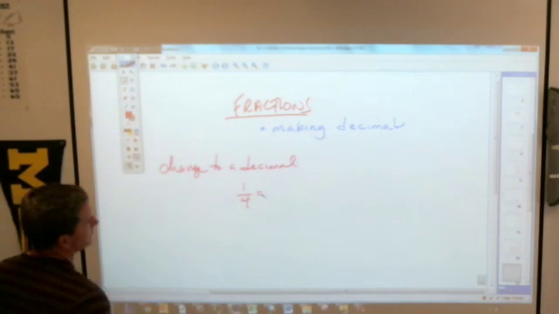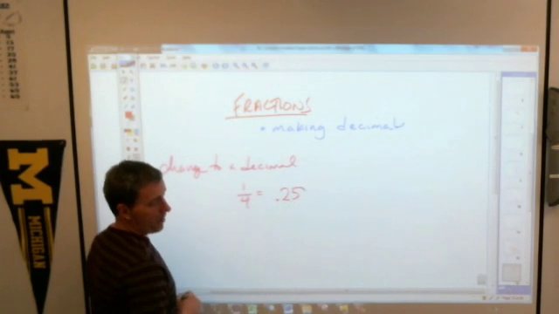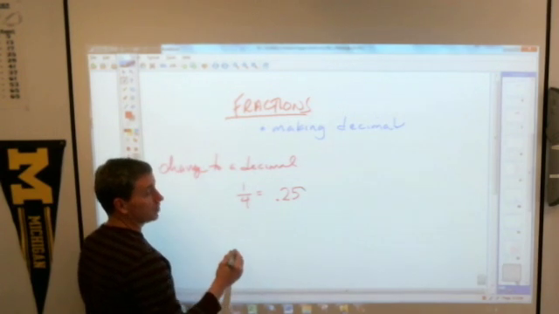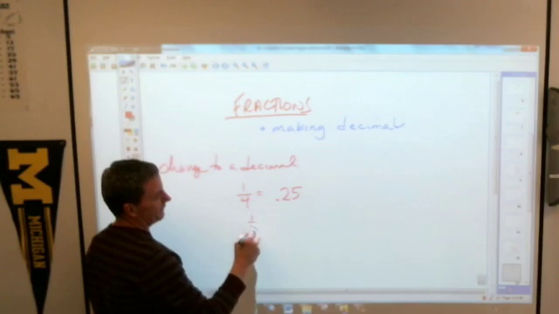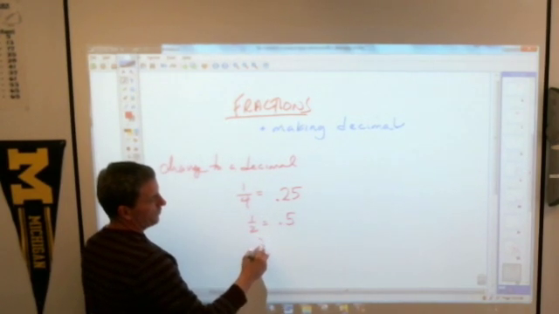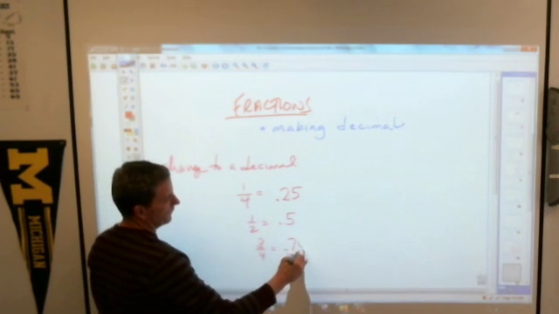0.25. How do you know that, anyway? Because 25 four times is 100. Sure, why not? Or they're 25 cents and a quarter of a dollar. Think about dollars, it kind of works out nicely. Or 1/2 is 0.5, right? Or 3/4 of a dollar is 0.75.